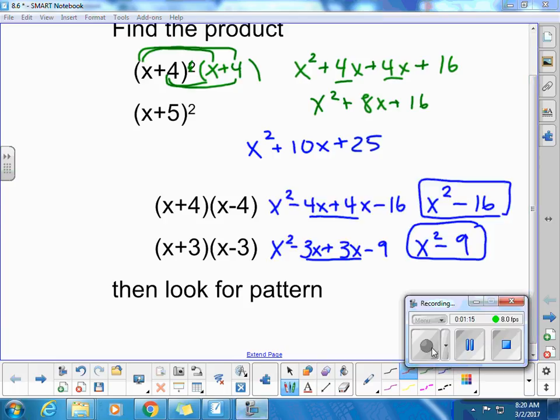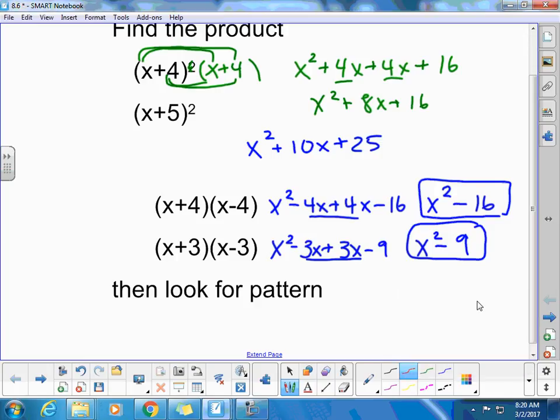So hopefully you got x squared minus 4x and then plus 4x minus 16, which would simplify after we combine our like terms to x squared minus 16. And then the second one, you should have gotten x squared minus 3x plus 3x minus 9, which simplifies to be x squared minus 9.